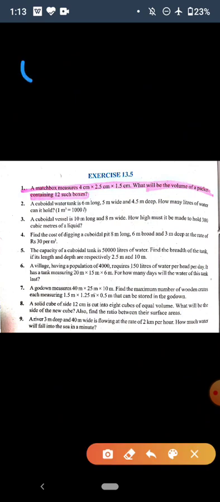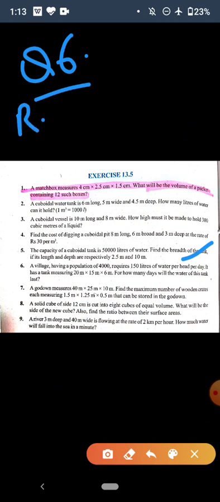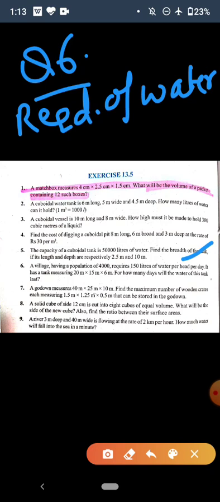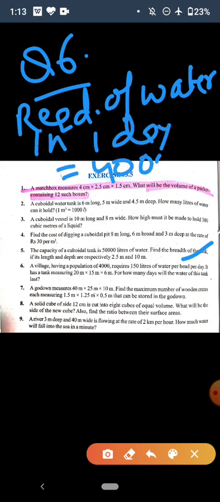Now question number 6. In a village having a population of 4,000, there are 4,000 persons and one person requires 150 liters of water. It has a tank of 20 meter, 15 meter and 6 meter. How many days will the water tank last? So firstly calculate the requirement of water in 1 day in the village. So you have that there are 4,000 persons and the requirement is 150 liter.